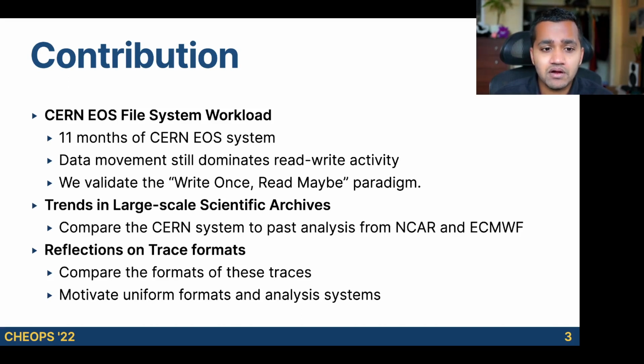We also compare our analysis to two other systems, NCAR and ECMWF, from studies in the past, and compare and contrast. Finally, we reflect on the trace formats of these three systems and motivate the need for uniform formats and tools.